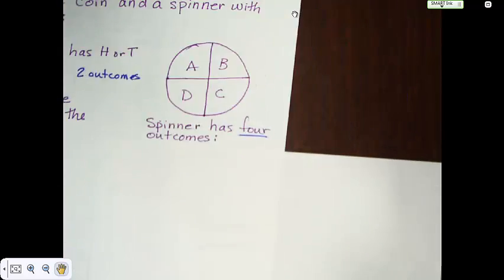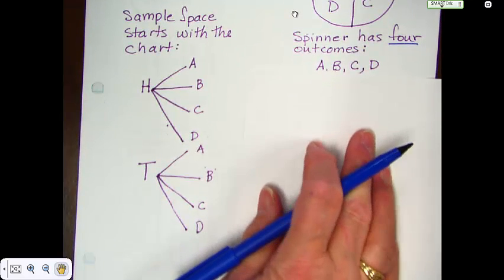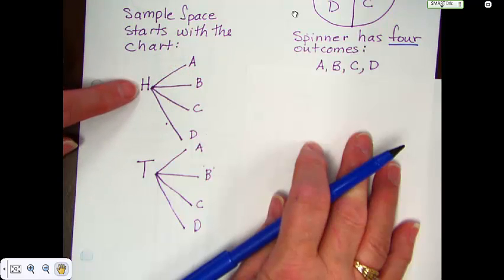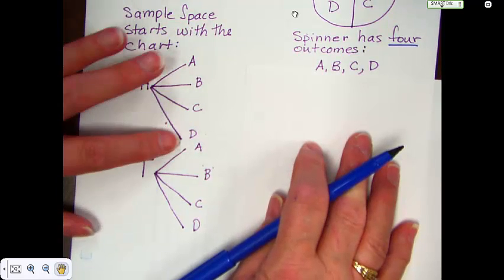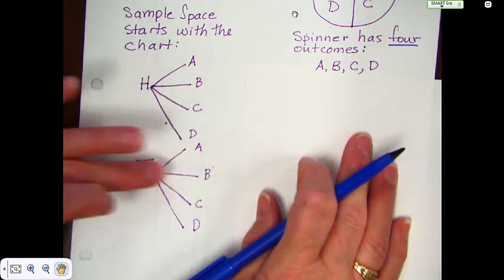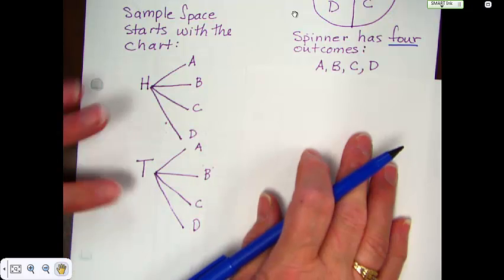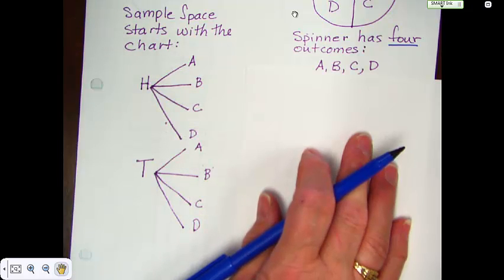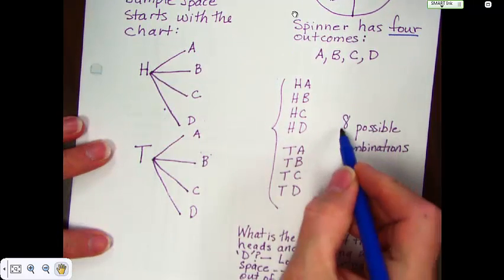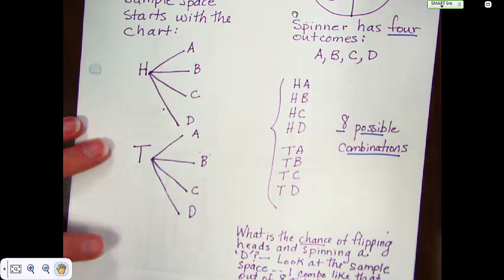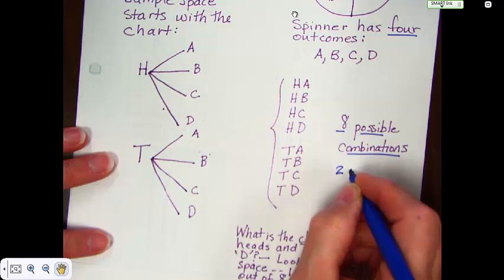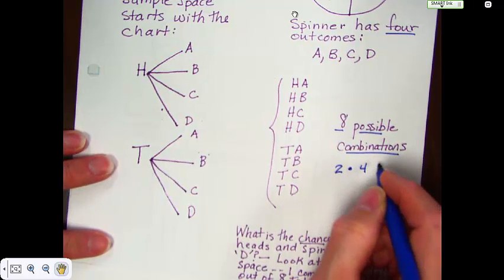Sample space. Okay, here's your chart. You could have heads on the coin and A on the spinner, heads and B, heads and C, heads and D. Or you could have tails on the coin and A on the spinner, B on the spinner, C on the spinner, D on the spinner. How many total outcomes is that? It's 8. Did you happen to notice 8 possible combinations? There were 2 possible combinations on the coin and 4 possible combinations on the spinner.